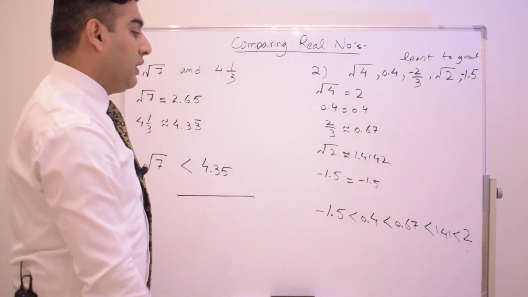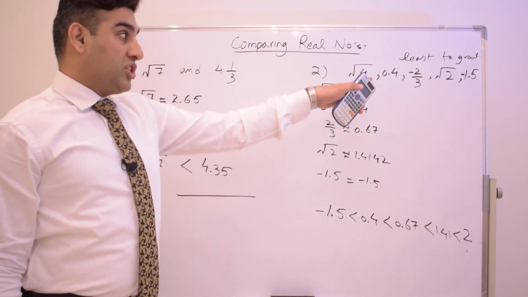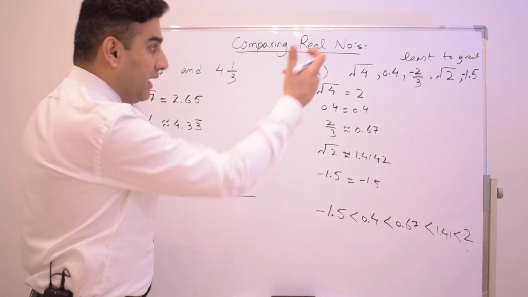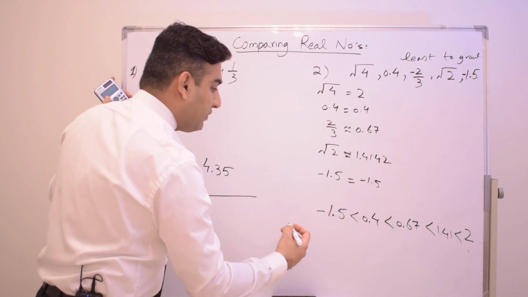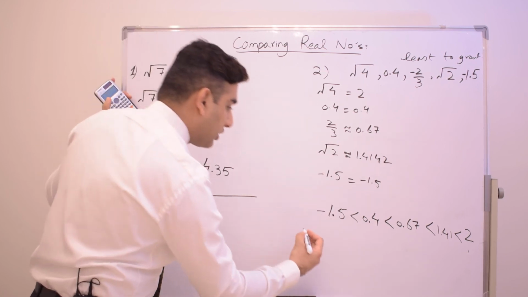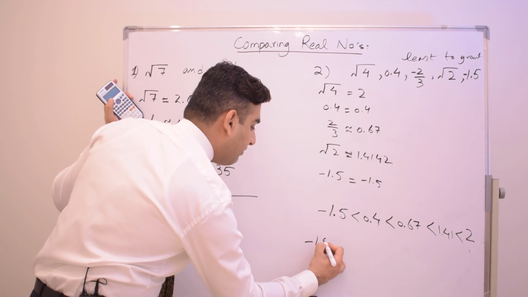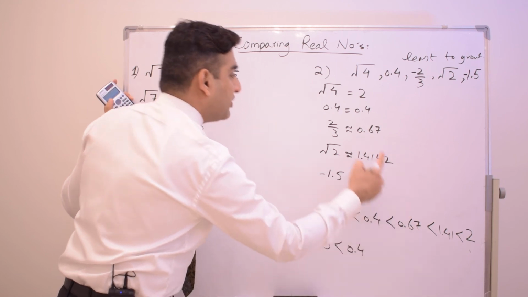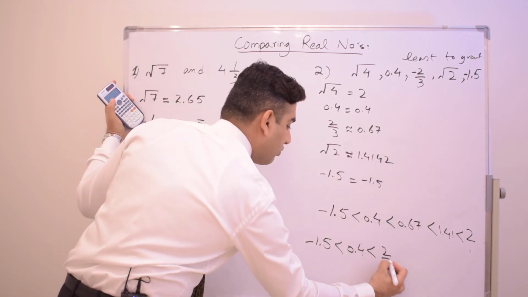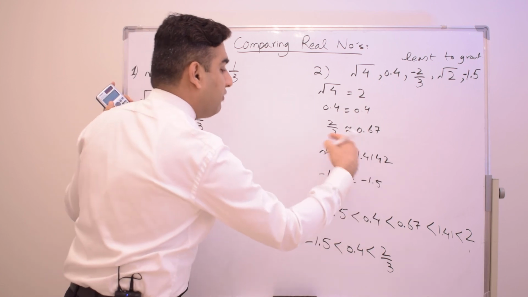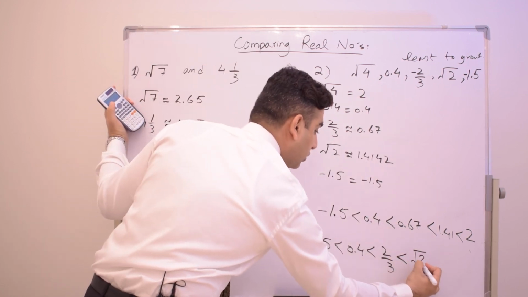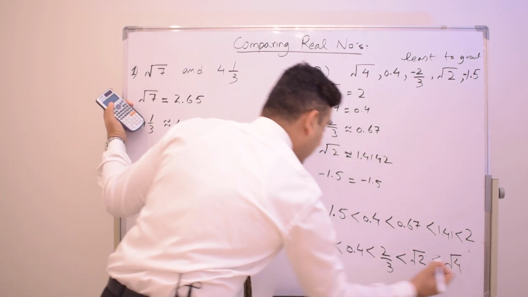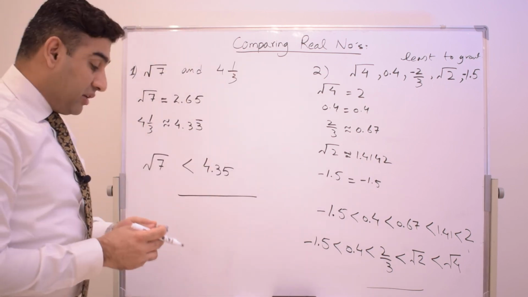So here is the comparison, but because your question is in radical form, you have to give your final answer in the same form as they give you in the question. So I will write minus 1.5, then 0.4, and 0.67 is actually 2 over 3, and 1.41 is square root 2, and 2 is actually the square root of 4. So we are done with the comparison of real numbers.